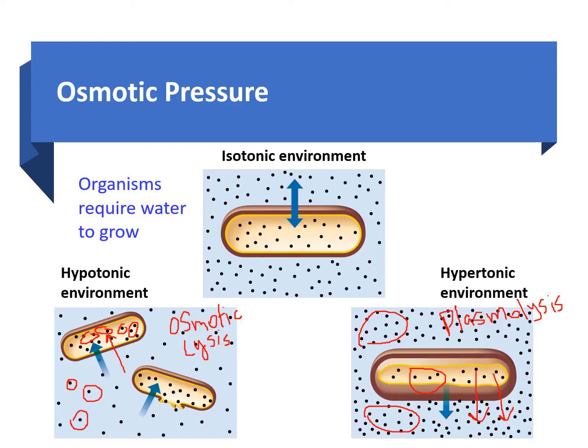Now, as I said, most bacteria out there prefer to live in an isotonic environment. Why? Because with an isotonic environment, the water enters and exits the cell at an equal rate. But there are exceptions to that rule, and some bacteria actually prefer hypertonic conditions, and we're going to talk about those exceptions in just a minute.